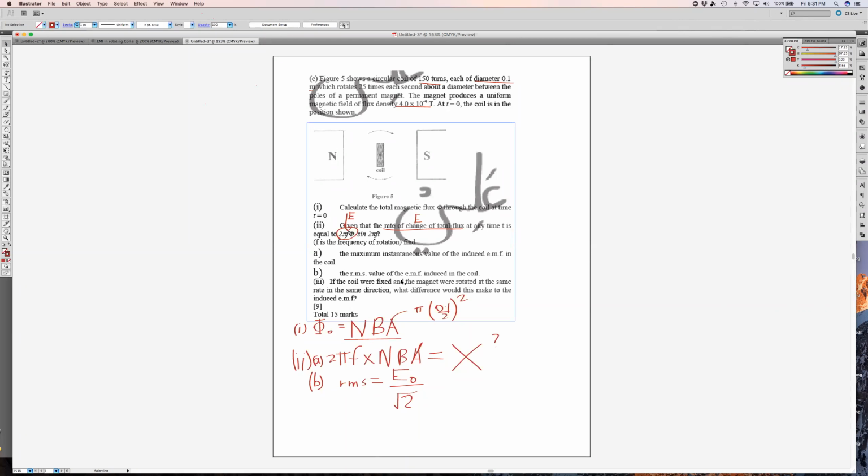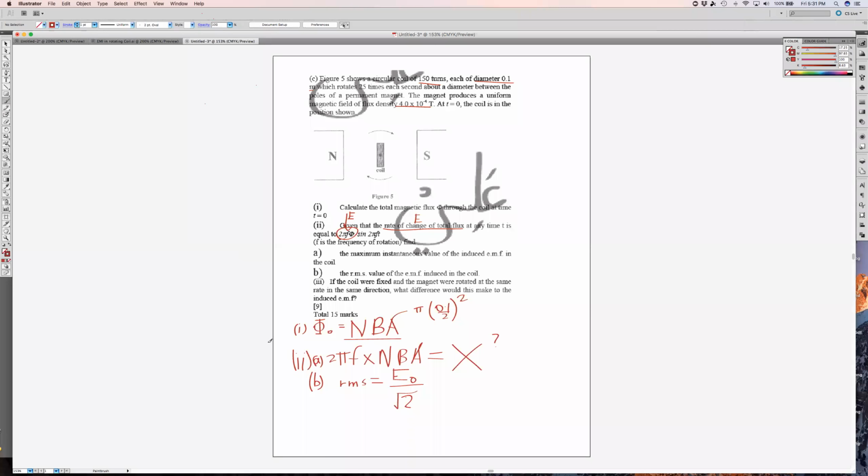Next part. If the coil were fixed, this time you're keeping the coil fixed. Right now you're rotating the coil and the magnet is fixed. If the coil were fixed and the magnet rotated at the same rate in the same direction, if you move the magnet clockwise at the same rate and the coil remaining fixed, what difference would this make to the induced EMF?